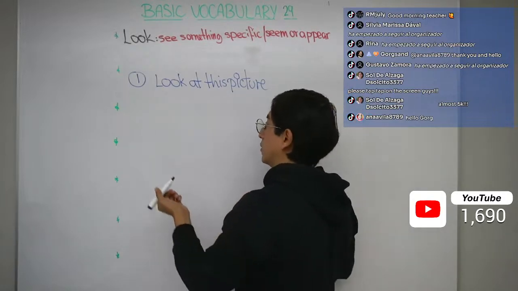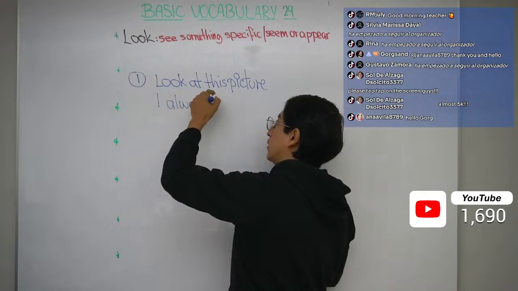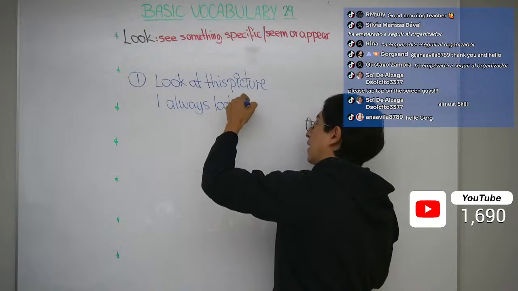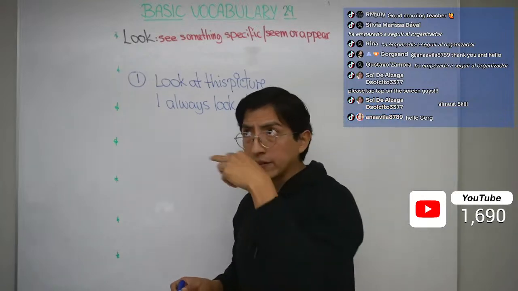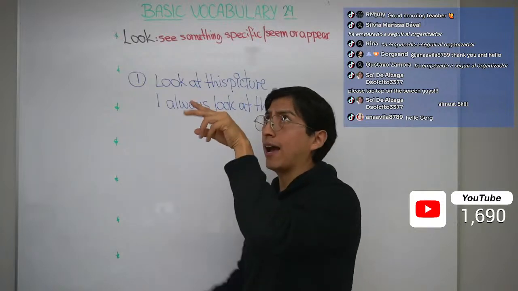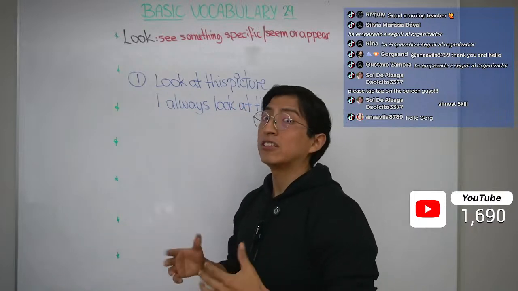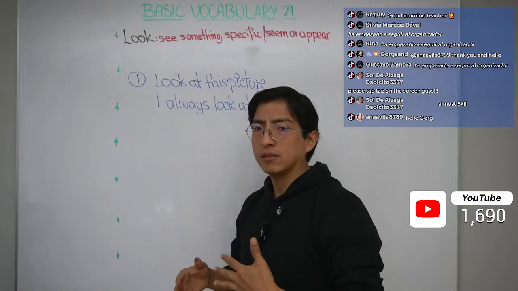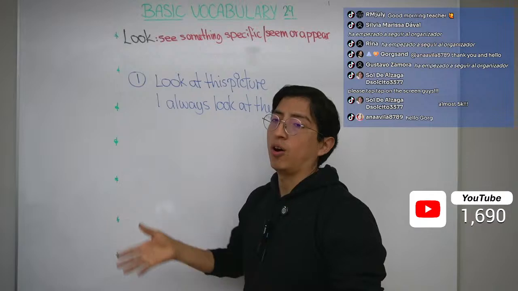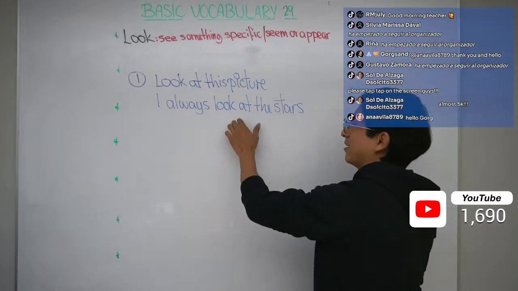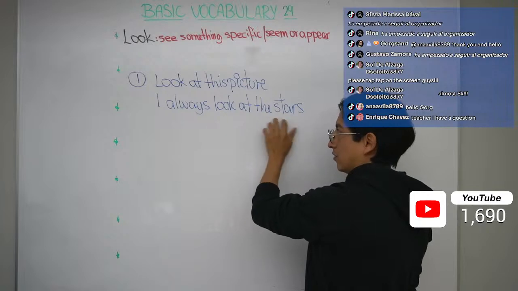What else can you see? For example, here. I always look at the stars. Look at that. I always look at the stars, right? So you look up at the sky and sometimes you want to relax, want to feel much better. Maybe you just lay on the grass and start looking at the stars. So obviously at night. Now, the meaning of this is to see or to put your attention to this specific thing, in this case, the stars.